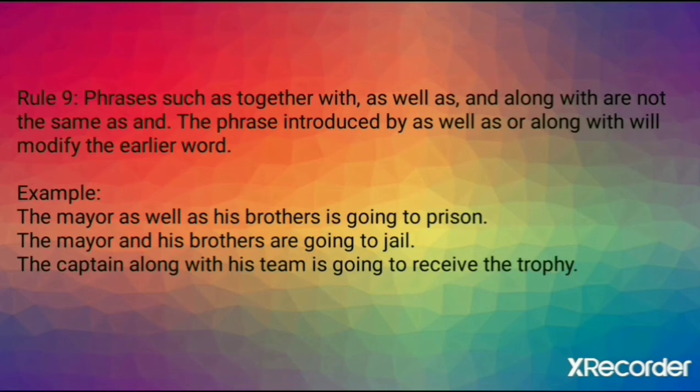Here the mayor and his brothers, these two subjects are joined by the conjunction "and." So, obviously, the verb will be in the plural form. In the next sentence, the captain, along with his team, is going to receive the trophy. Here we are not speaking about his team and the captain. We are only concentrating on the subject, that is the captain.